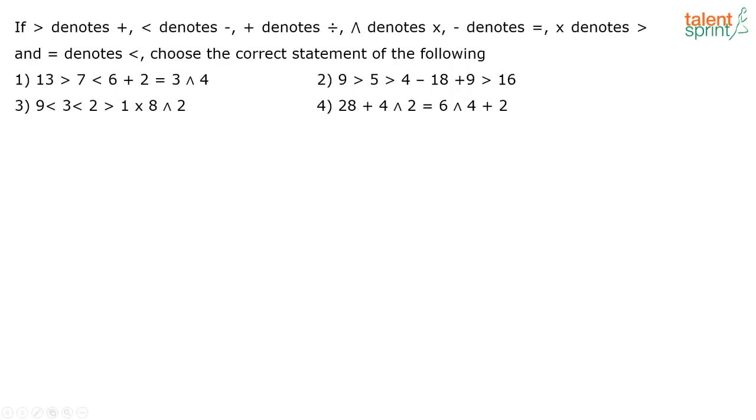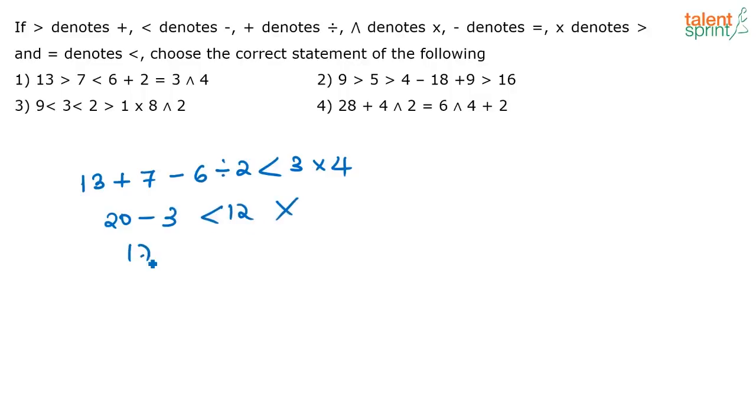Option 3. Next one. Again, you have to do a trial and error method here to arrive at the answer. Here, greater than denotes plus, less than denotes minus, etc. Choose the correct statement of the following. So what will the first option be? The first option will be 13 plus 7 minus 6 plus denotes what? Divided by 2 equal to denotes less than 3, 4. Yes, so you have 13 plus 7, that is 20, 20 minus 3, that is 17, less than 12. Not possible, right? 17 is not less than 12. So first option doesn't follow.